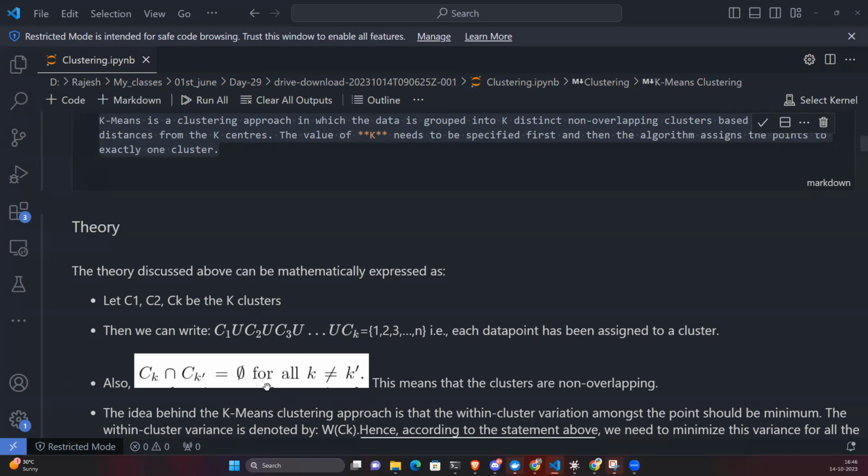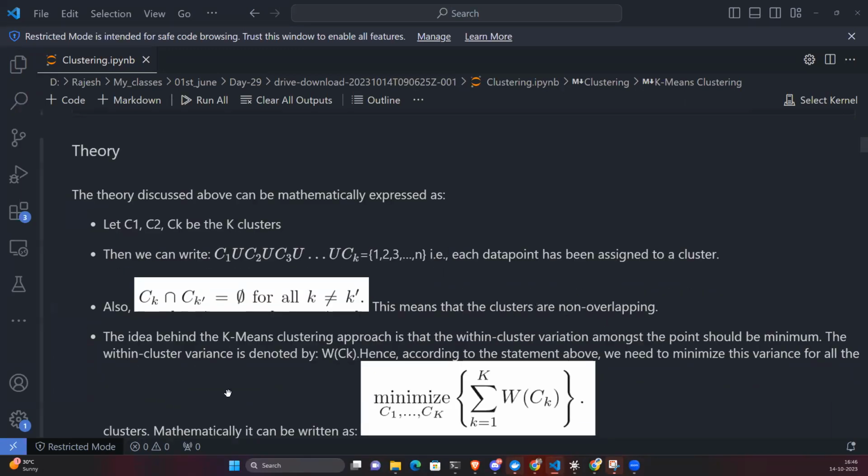Okay, so here it is clearly mentioned. You can see C_k intersection C_k' is always equal to null. This is called the null set, right? So there will be no intersection.